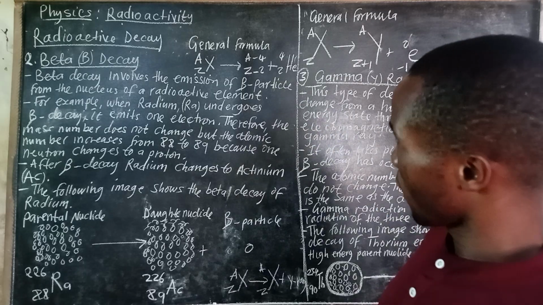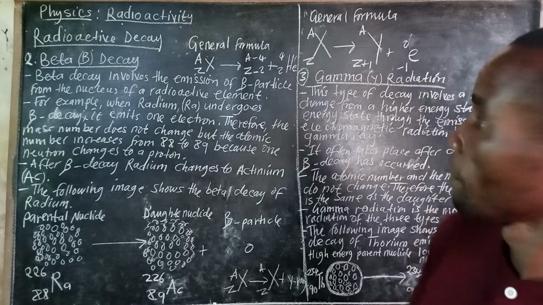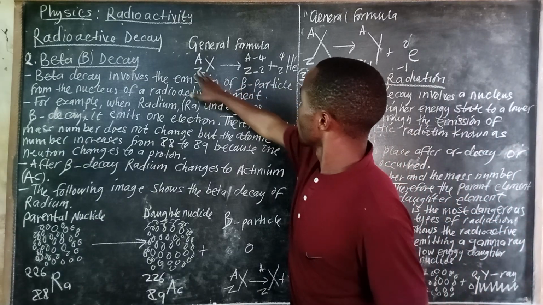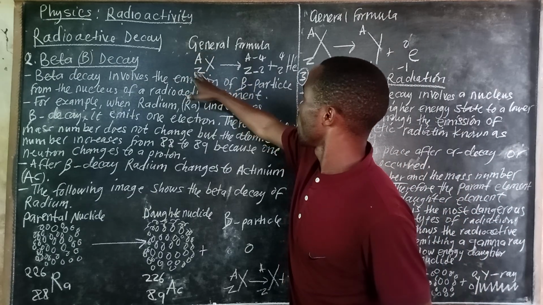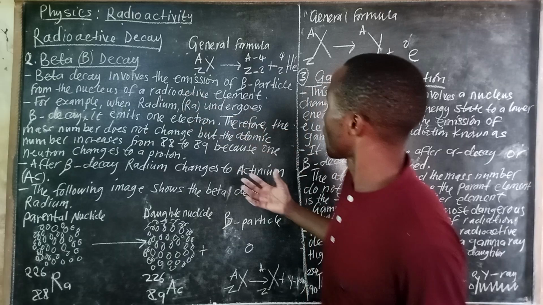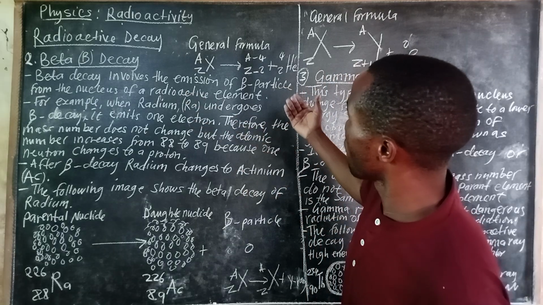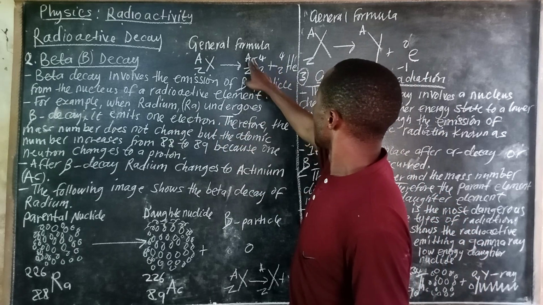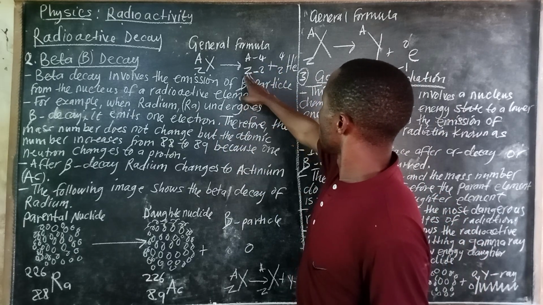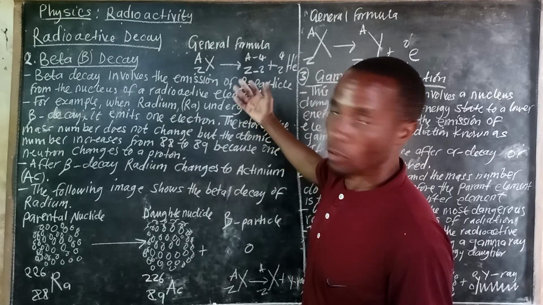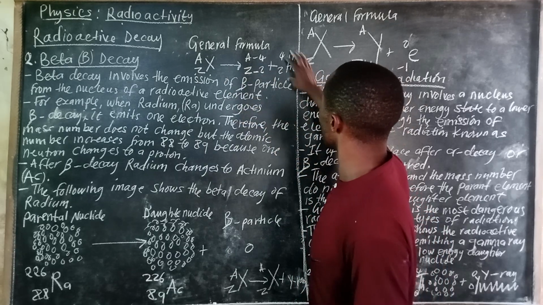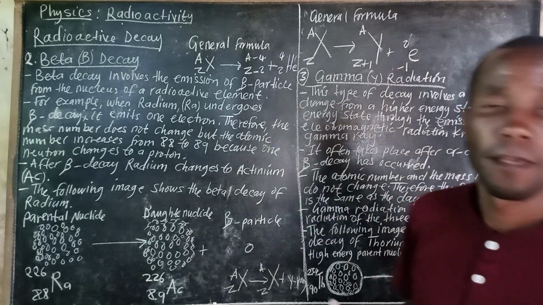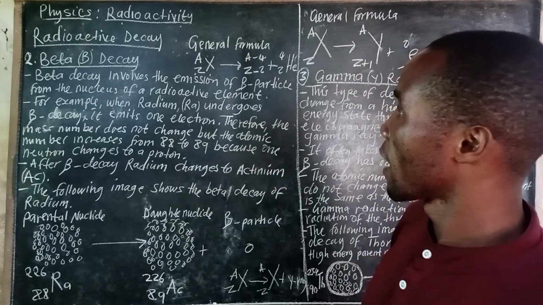So before we go to beta decay, the general formula for alpha decay is A over Z of X, where A represents the mass number and Z the atomic number. Under alpha decay, a mass number of 4 is given out, and an atomic number of 2 is given out. The final product will be helium, which remains as 4, then 2. That is the general formula for alpha decay.